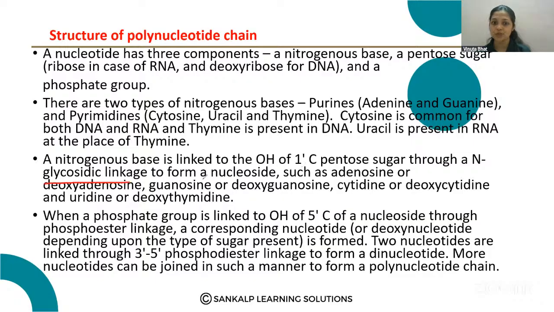N-glycosidic linkage to form the nucleoside. So here nitrogen base plus pentose sugar, it is called as nucleoside.